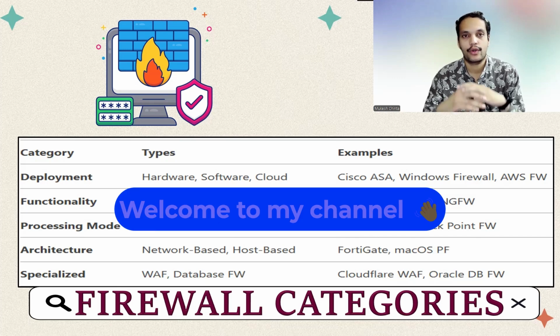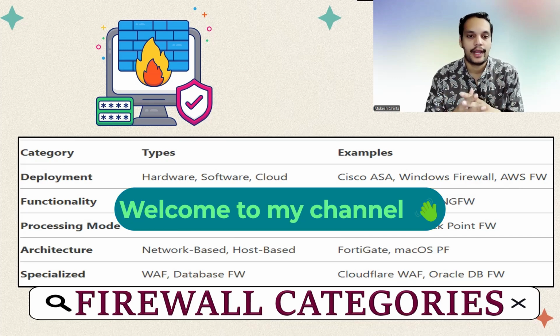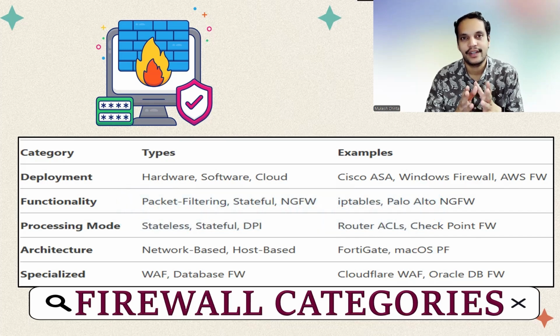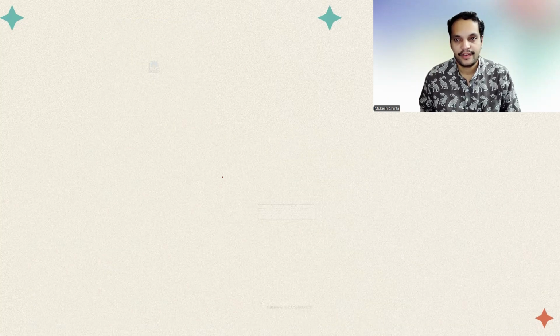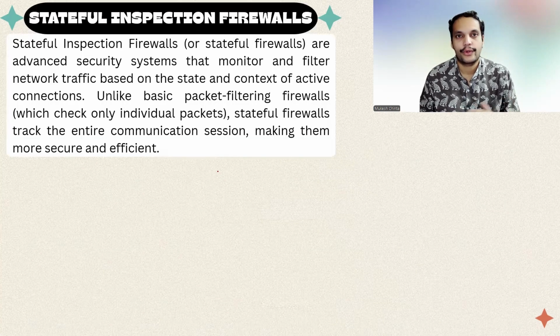In this video, we are going to discuss three important types of firewalls: stateful firewalls, application level gateways, and circuit level gateways. Don't worry if it feels too technical; I'll try to keep it simple. We are also going to see how each one helps protect our networks in different ways. So let's get going.